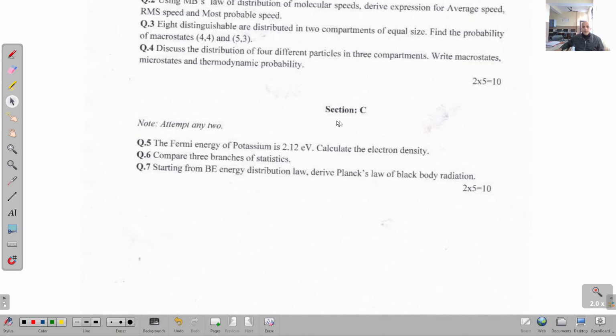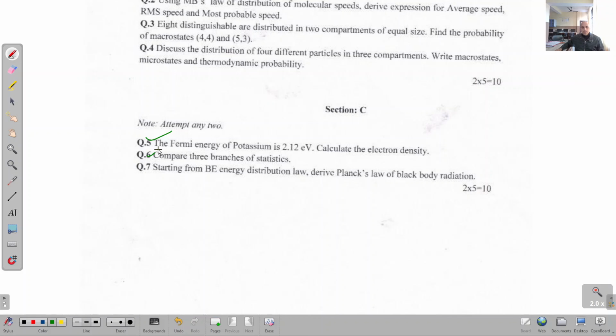Today we are going to solve section C of your question paper. You can see here, this is section C, right? Section C of your question paper, and we will start solving from question number 5, question number 6, and then we will come to question number 7, right? Let's go to question number 5.